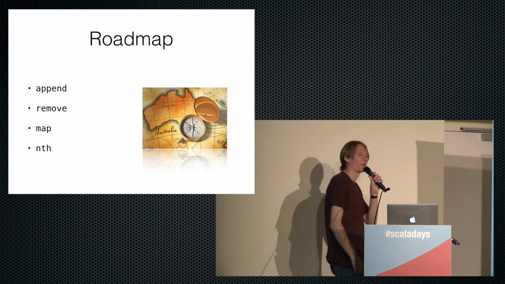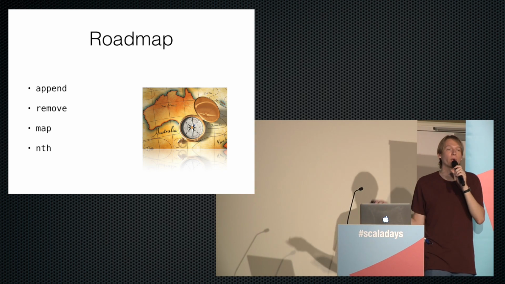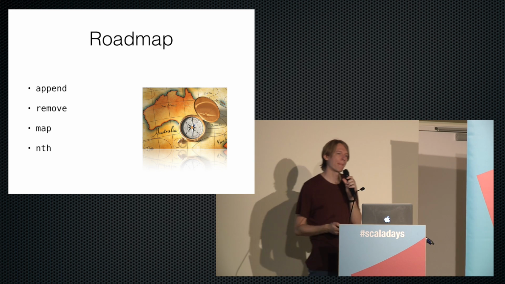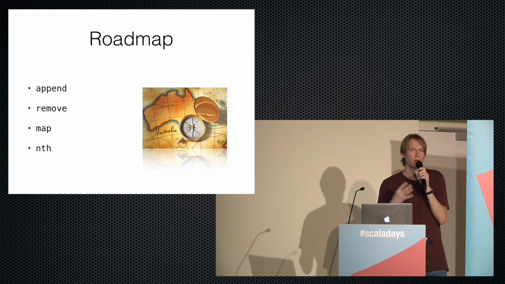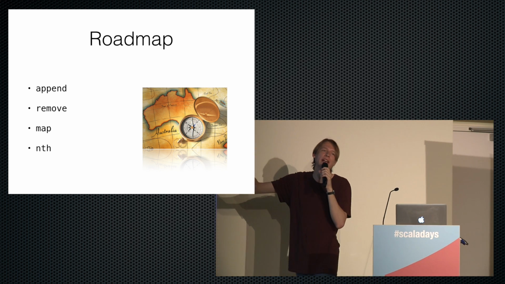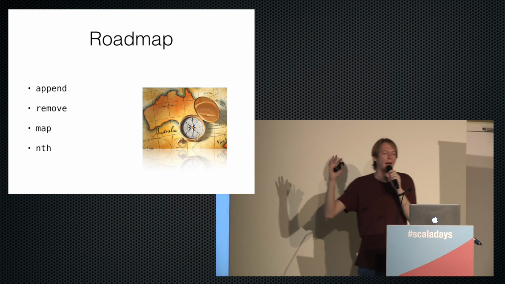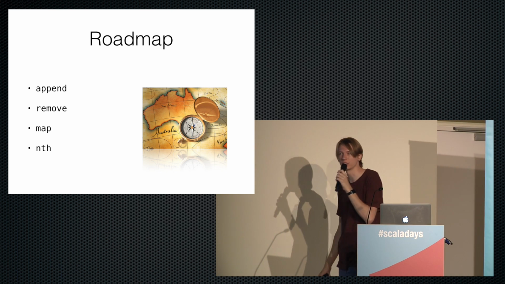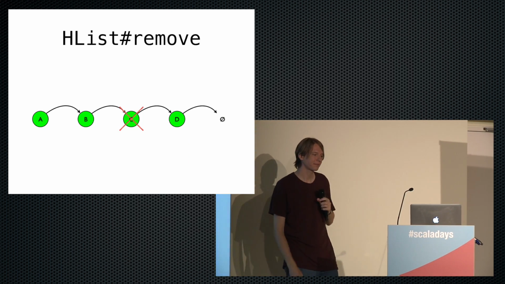All right, with all of that out of the way, in this talk, we've already looked at append. We're going to look at 3 more type level functions. We're going to look at remove, map, and nth. These are functions that we're going to perform on HList. And nth you could also call apply or index or something like that, or maybe get. Any of those would be valid. So we're going to look at the implementations of all 3 of these functions, starting with remove.